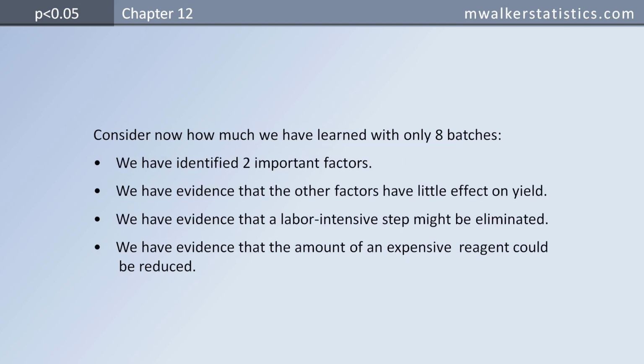Consider now how much we have learned with only 8 batches. We have identified 2 important factors. We have evidence that the other factors have little effect on yield. We have evidence that a labor-intensive step might be eliminated. We have evidence that the amount of an expensive reagent could be reduced.